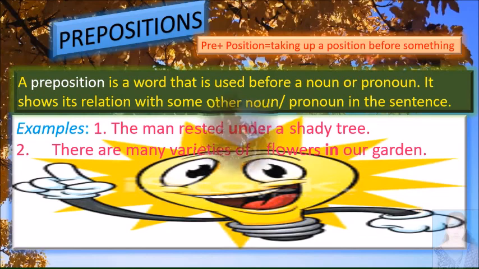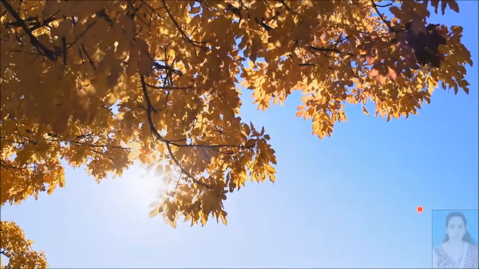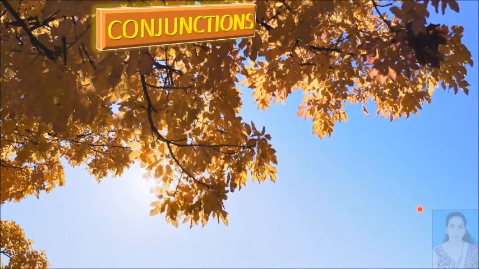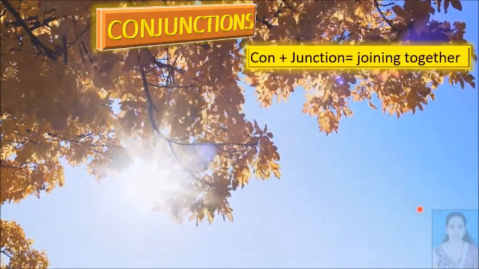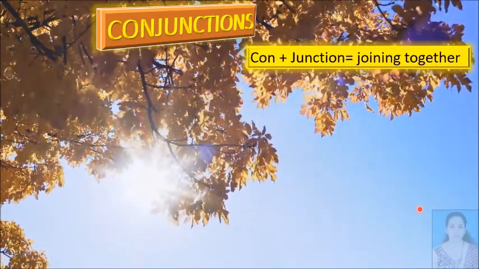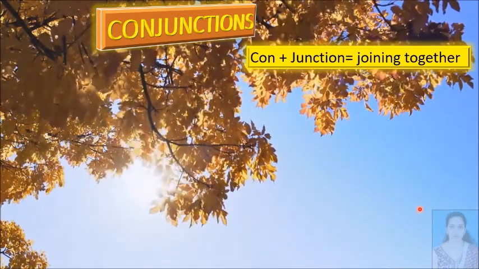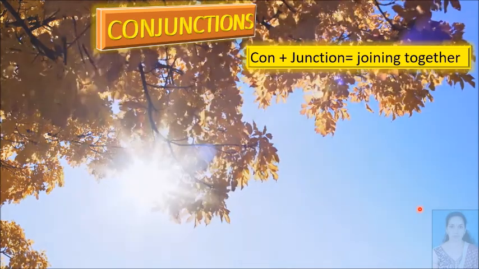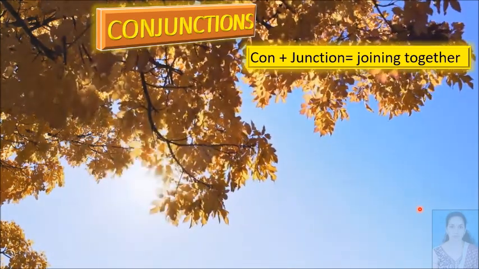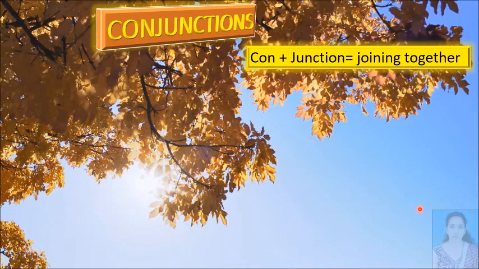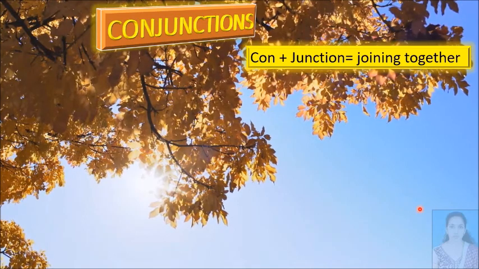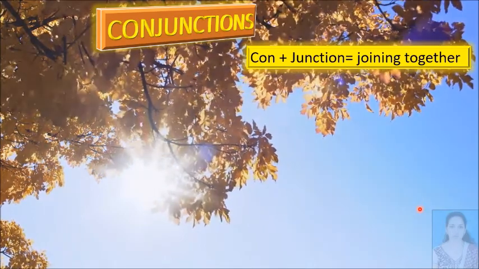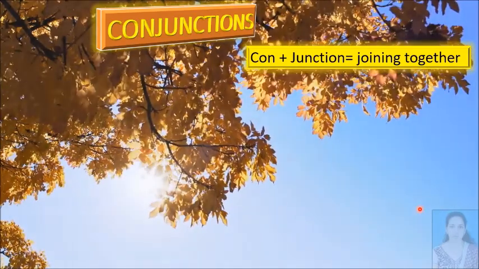The eighth part of speech that we are going to learn is conjunctions. Con plus junction. That means joining together. We often have to join words, groups of words, or sentences together. In order to do this, we use link words. These link words are called conjunctions. Some conjunctions are but, and, or, yet, because, etc.